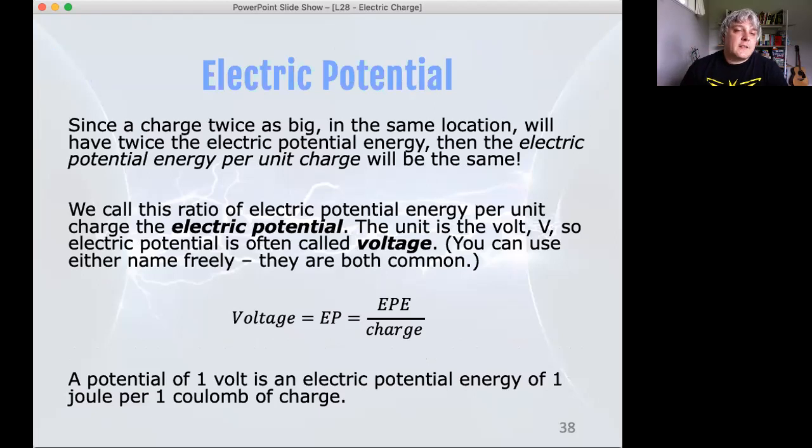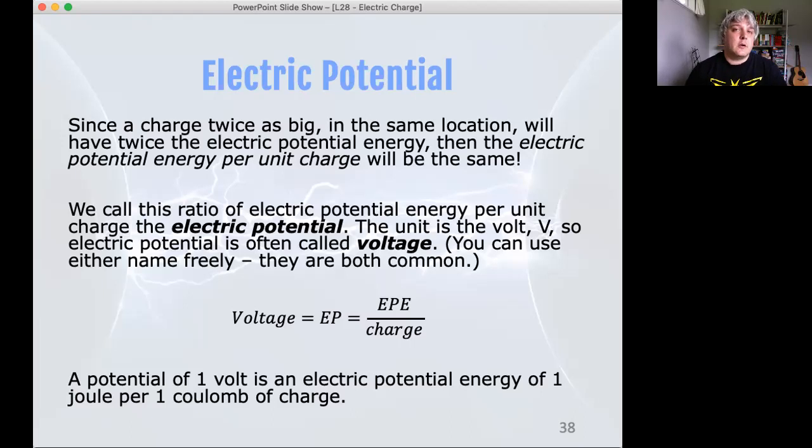Since a charge twice as big in the same location has twice the electric potential energy, that means the ratio, the electric potential energy per unit charge, is exactly the same. Remember our idea of one proton and two protons: you push one in, it's got some amount of electric potential energy. Two protons, you push them to the same location, it's now got twice as much energy, but it's also got twice as many protons. So it has the same amount of energy per proton in that same position as the single proton did.